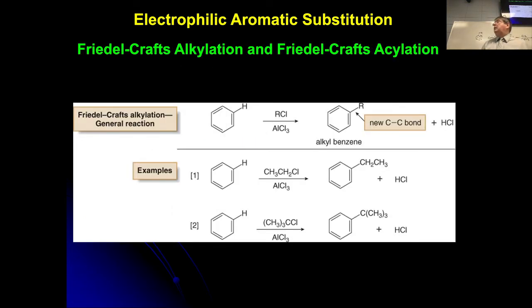Okay? Let's focus just a little bit on the Friedel-Crafts alkylation. If I take a benzene ring, I react it with some alkyl halide, typically these are chlorides, I can make a new carbon-carbon bond. So if I take benzene and I use chloromethane and aluminum trichloride, what am I going to get? I'm going to get toluene. I just made a carbon-carbon bond.